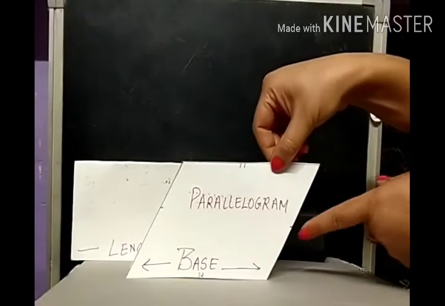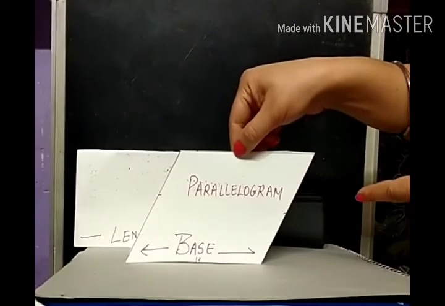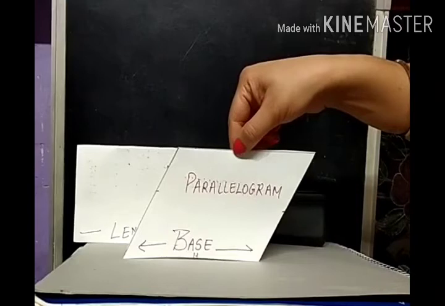Okay, so the area of a parallelogram is base multiplied by its height.